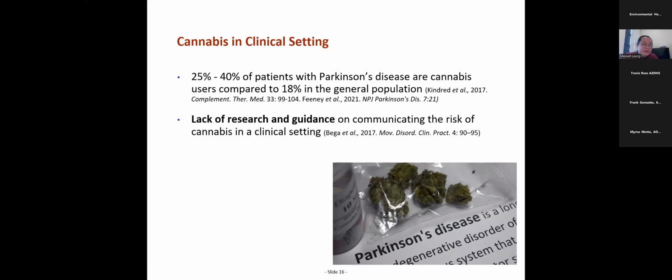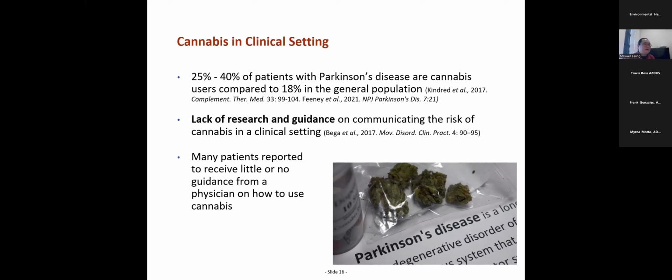One of the key concerns that our lab has, given that cannabis safety regulation is still an evolving area, is that there is a lack of research and guidance on how to communicate the risk of cannabis in a clinical setting. That is not just for Parkinson's disease; across the board, cancer, epilepsy, Parkinson's disease, there's a lack of peer-reviewed literature on how to communicate the risk in a clinical setting. Also, in some of the surveys that have been done in the past few years, many patients report that they got little or no guidance from a provider on how to use cannabis. So cannabis use in general is not a topic that people talk about a lot in the clinical setting.